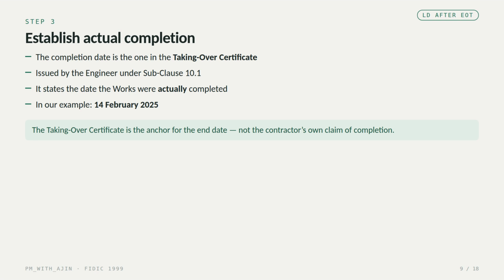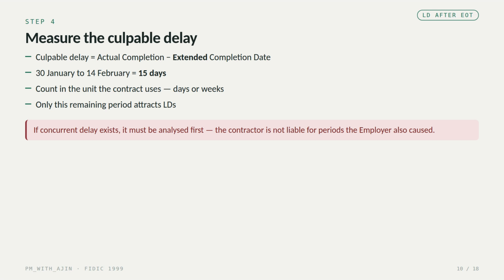Step 3. Establish actual completion. The completion date that counts is the one written on the taking over certificate, issued by the engineer under subclause 10.1. It states the date the works were actually completed and taken over. In our example, that's the 14th of February 2025. Use the certificate, not the contractor's own assertion that they finished. Step 4. Measure the culpable delay. This is actual completion minus the extended completion date. From the 30th of January to the 14th of February is 15 days.